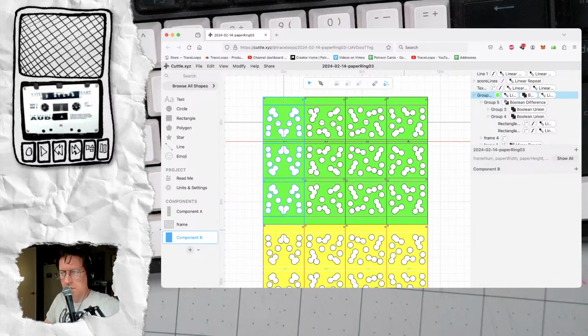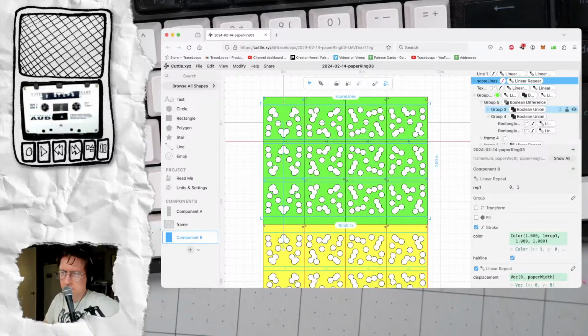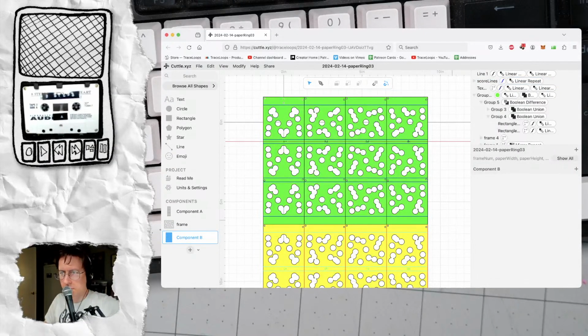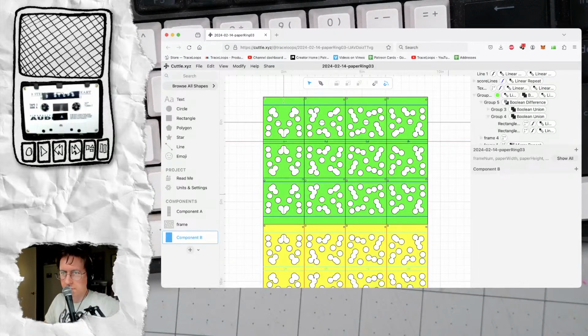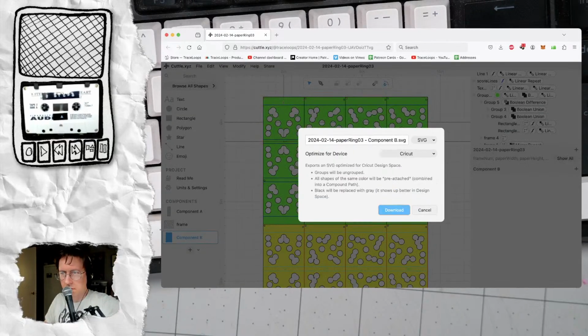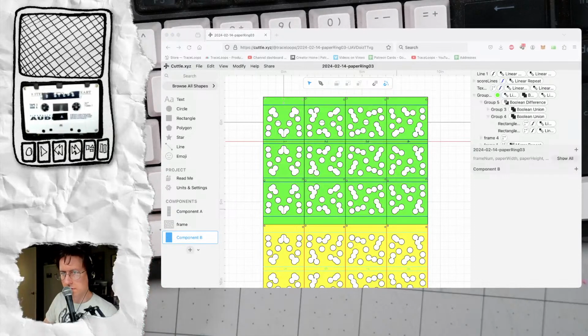Where are the score lines for the second one? Okay, now this should be fine. Okay, now let's actually export. Maybe my computer's just freaking out. Maybe I'm running low on space, but export SVG for Cricut, download. Let me just look at this on my own, see that stuff looks alright.